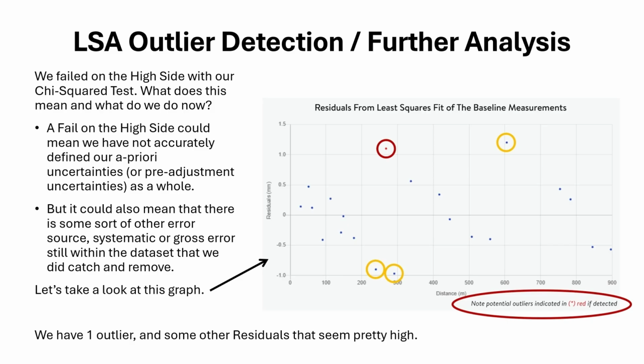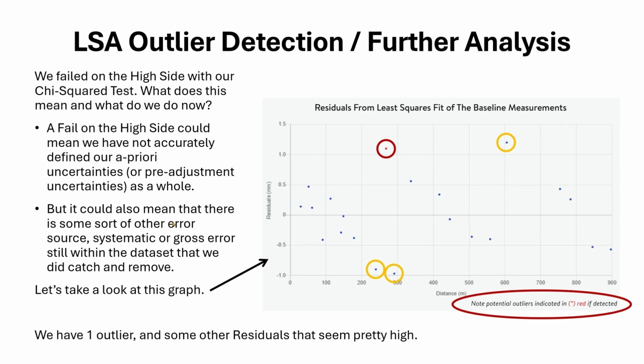So let's do some more digging. We failed on the high side with our chi-squared test. Now what does that mean? What do we do now? So as we've discussed before, fail on the high side could mean we have not accurately defined our a priori uncertainties, or pre-adjustment uncertainties, as a whole to all our observations. But it could also mean that there is some sort of other error source, systematic or gross error, still within the data set that we did not catch and remove.